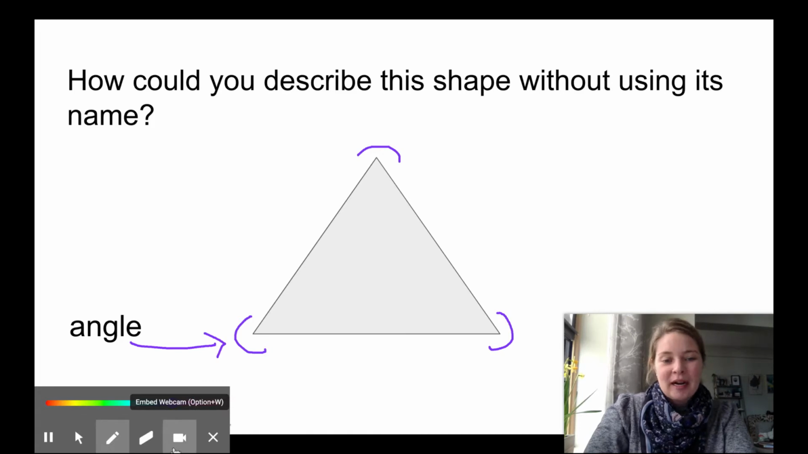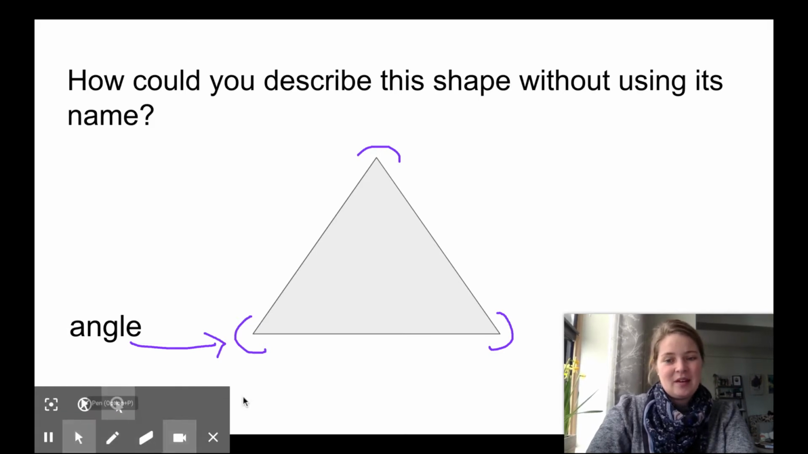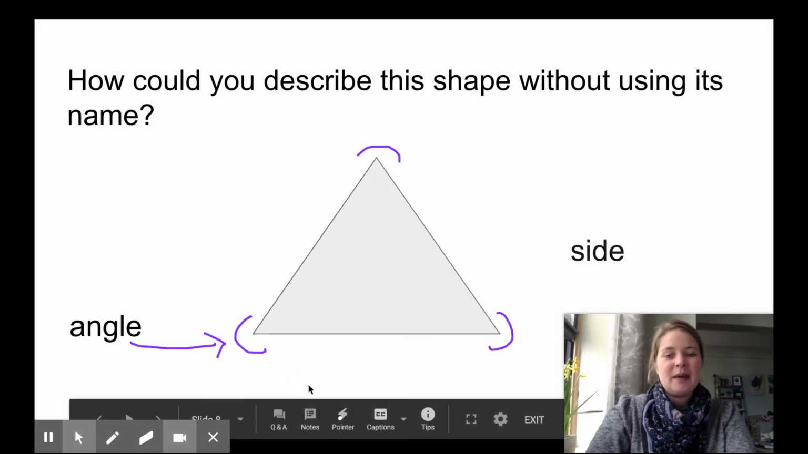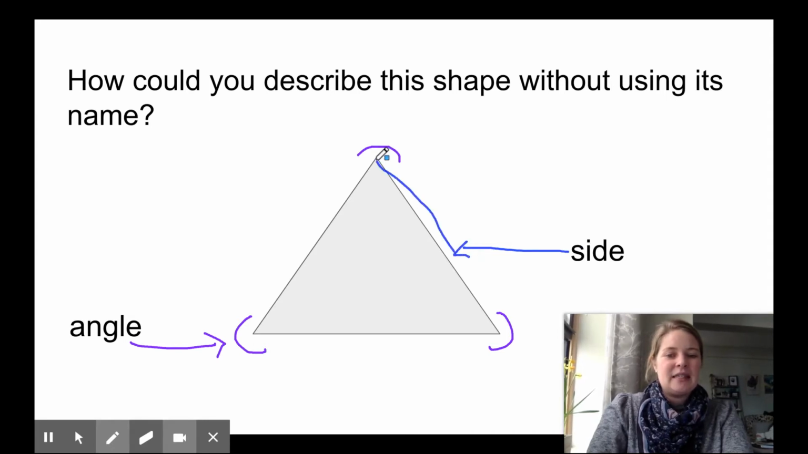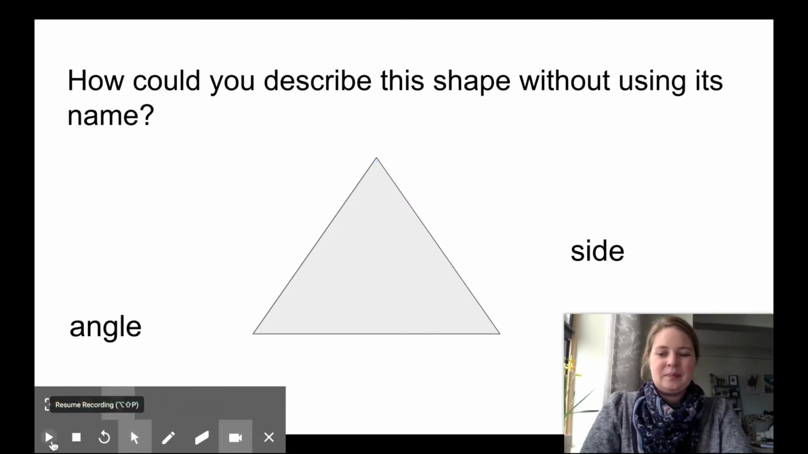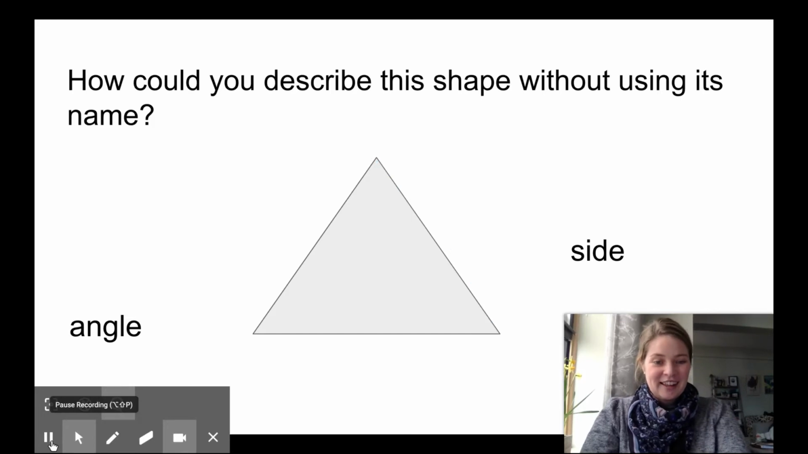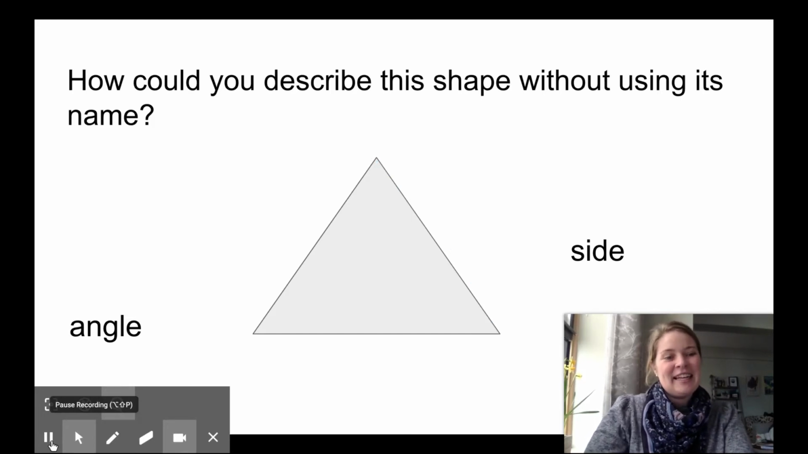Angle is an important word, and it's a word that we'll be using to describe shapes all day today. We also will describe shapes by talking about the sides. We mentioned sides when we were describing this triangle. A side is the length of a shape. In this case, a triangle has 3 sides. So, a triangle has 3 sides and 3 angles.